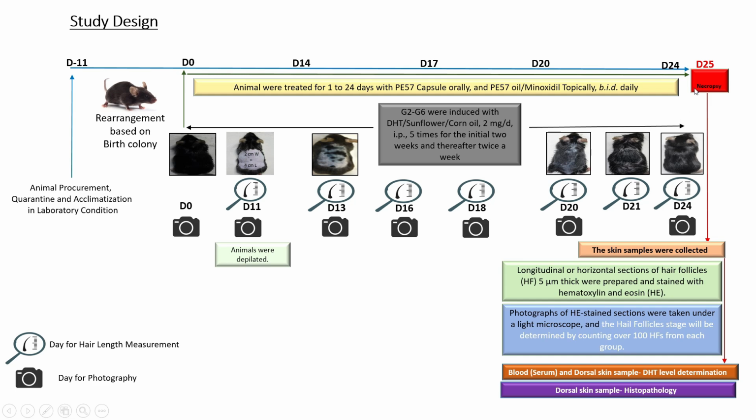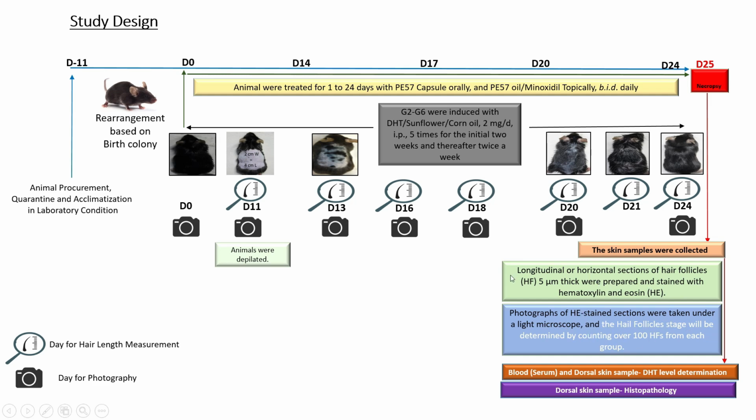And then on day 25 you have to excise the animals' skin, that area, 2 centimeter wide and 4 centimeter length. After depilation, you collect the hair for weight measurement, and the skin you have to excise, this size. Then the skin sample is collected on day 25 and sent for histopathology studies.